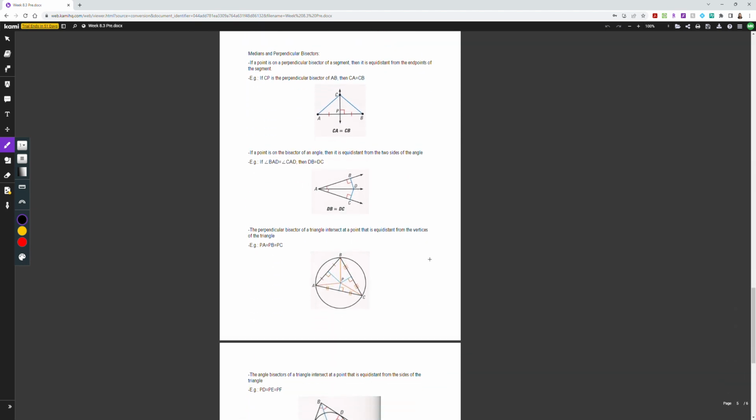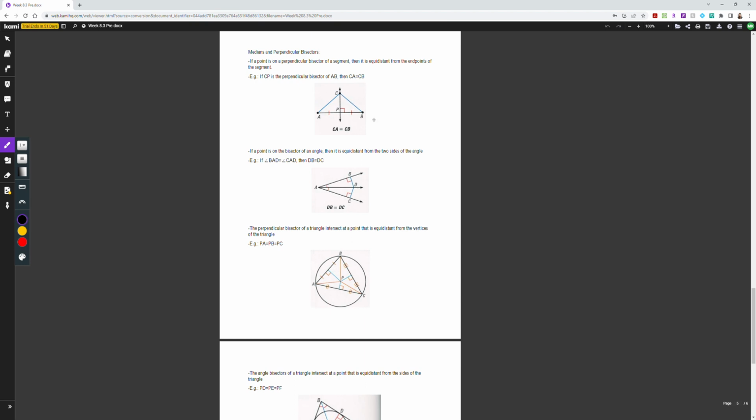Now, some really good things to know are medians and perpendicular bisectors. There are a lot of theorems behind this. One is if a point is on a perpendicular bisector of a segment, then it is equidistant from the endpoints of the segment. For example, CP is the perpendicular bisector of AB, which means that CA is equal to CB.